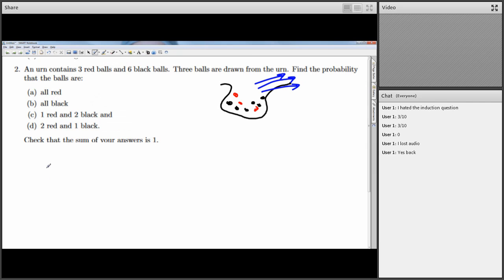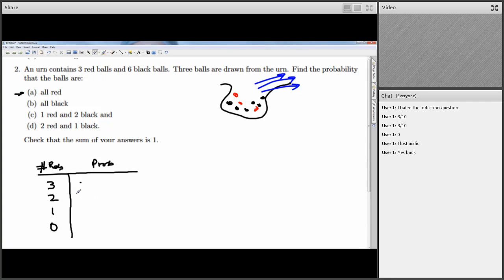So let's just do a little table up here. So we'll do the number of reds, and we'll do the probability. So you need to have all reds, which is 3, 2, 1, or 0, essentially are our cases, and we work out the probability of each of them. And so we'll do all red first.